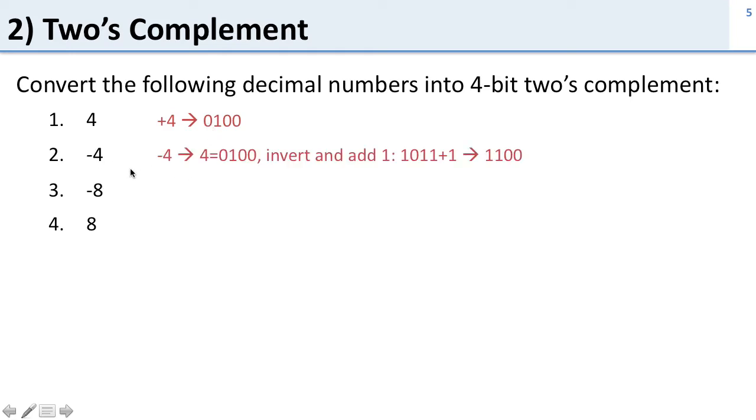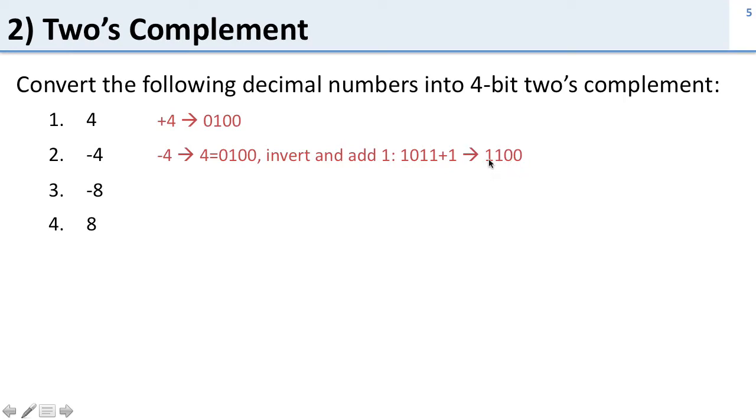So how do we make minus 4? For minus 4, we can make it from plus 4. So here's our plus 4. And remember, to make it negative, we invert and add 1. So 0, 1, 0, 0 becomes 1, 0, 1, 1. And then we add 1. When we add 1 into here, we're going to get 0 with a carry and go through. And we're going to get 1, 1, 0, 0. So this is minus 4.